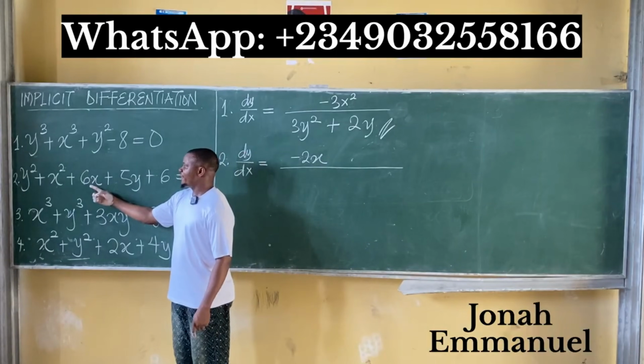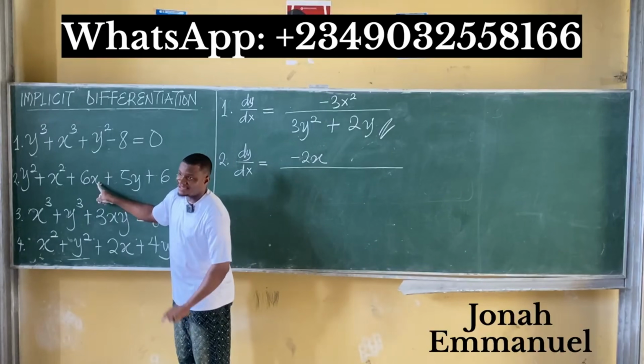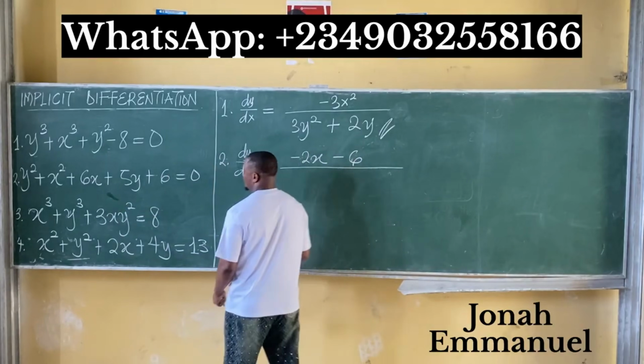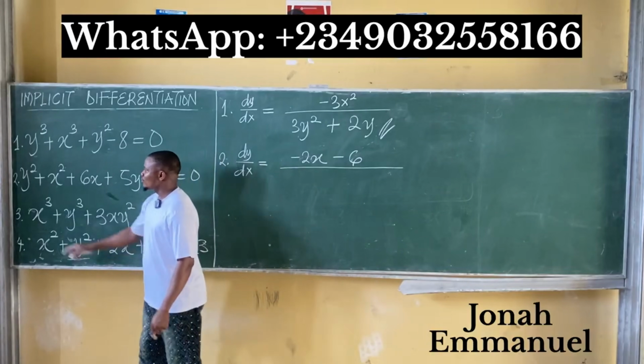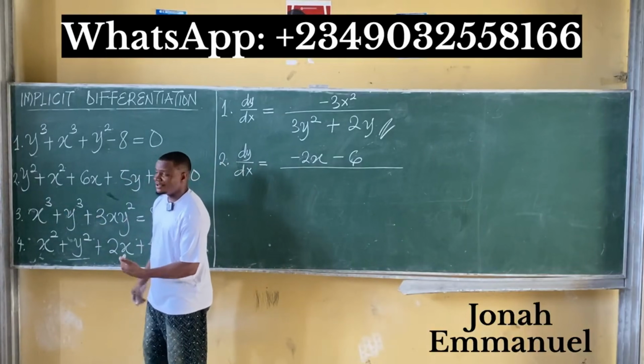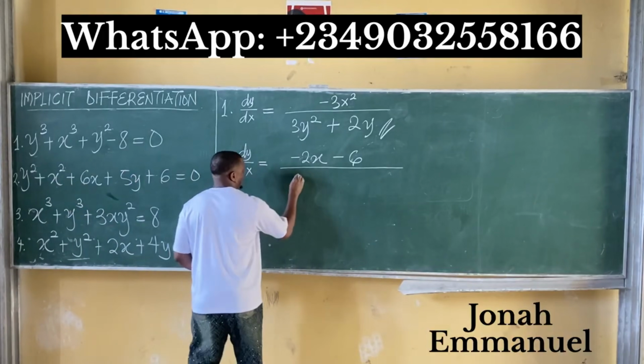This one here, differentiate 6x. What do you get there? You get 6. Now change the sign, it becomes minus 6. I'm done with the x. Pick up the y. You have y squared. At this point, y is in its natural position. So differentiate y squared. What do you get there? 2y. So I'm having 2y.